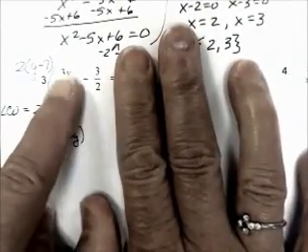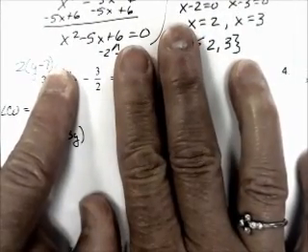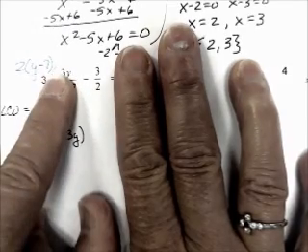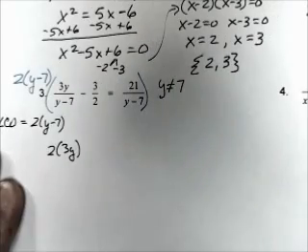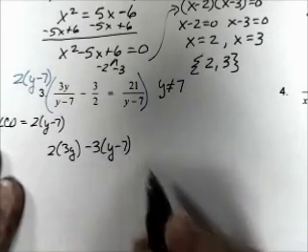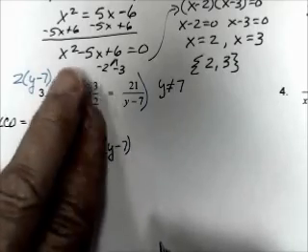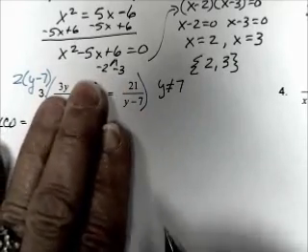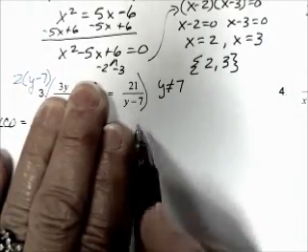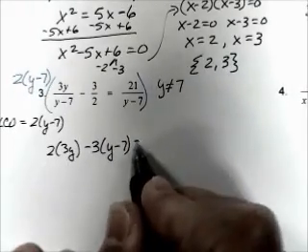If I take my second fraction and multiply it by 2 times y minus 7, what divides out? The 2's divide out. So we're left with negative 3 times y minus 7. And then finally, covering this up, 2 times y minus 7 times our third fraction. The y minus 7's divide out. We're left with 2 times 21.